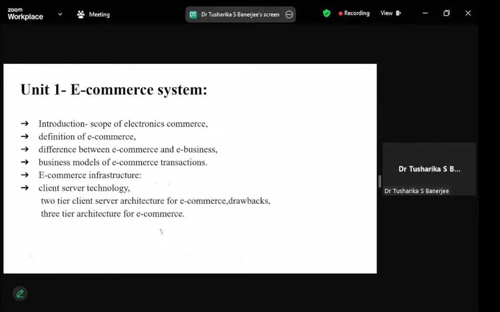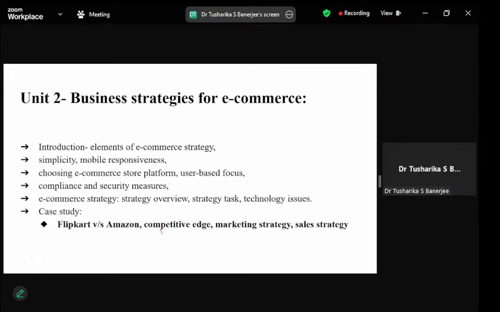So the second part is going to talk about client server technology, and the same thing will be continued. This client server technology, 2-tier and 3-tier, will be continued in unit number 3 also. In unit number 2, you will be talking about the business strategies needed for e-commerce: why it has to be simple, and why and how it can be mobile responsive. So simple photos, simple illustrations we will see. Some discussions we will do on SEOs and different things which exist today.